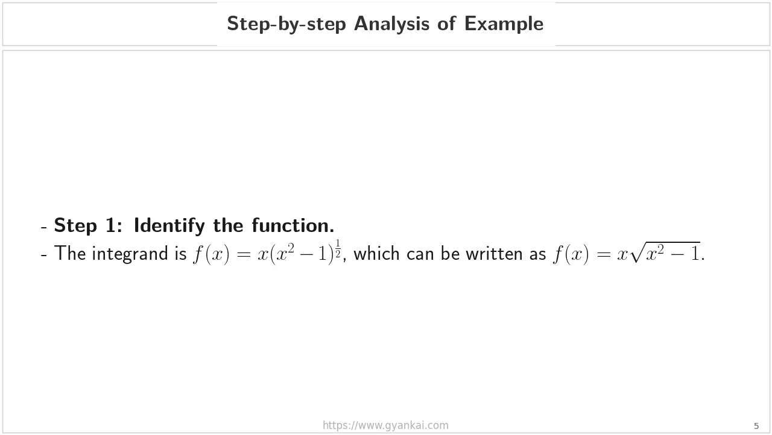Step 1, identify the function. This is pretty straightforward. The function we're dealing with, the part inside the integral sign, is f of x, and it's given as x multiplied by the quantity x squared minus 1 raised to the power of 1/2. We can also write this as x multiplied by the square root of x squared minus 1. It's just a different way of representing the same thing.